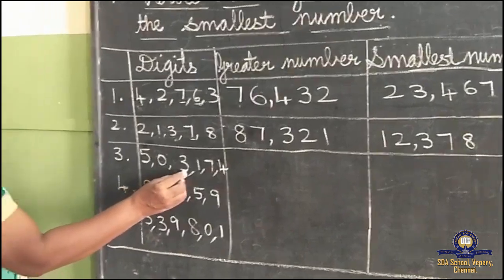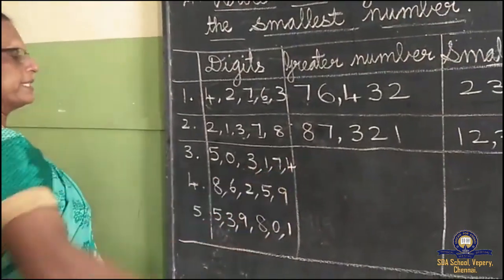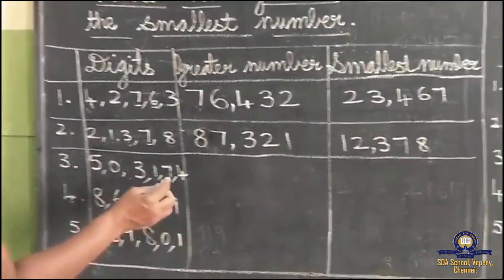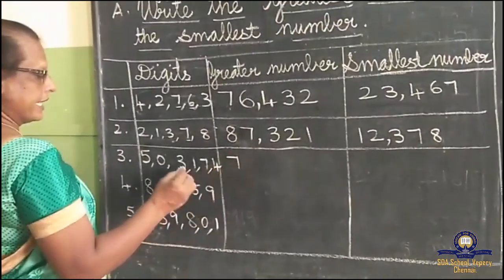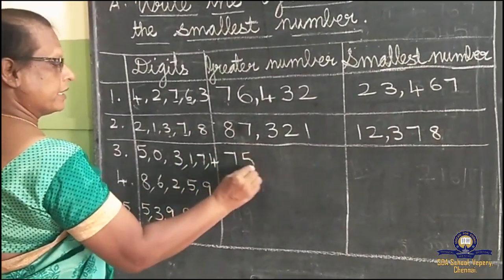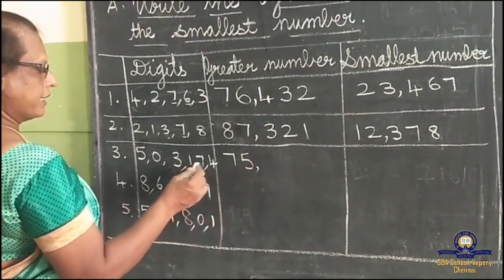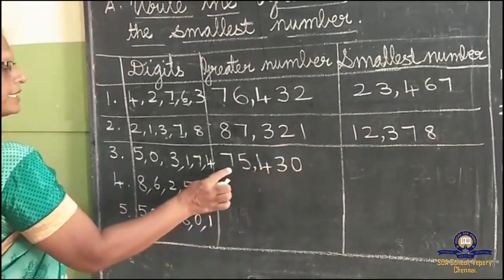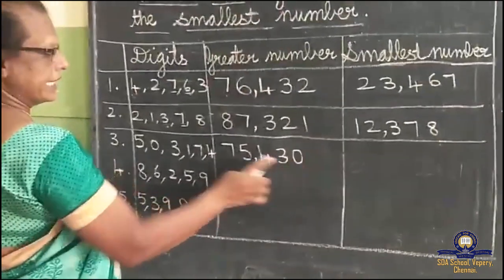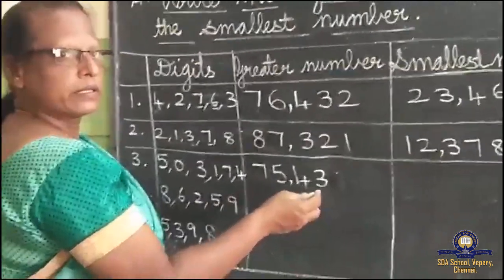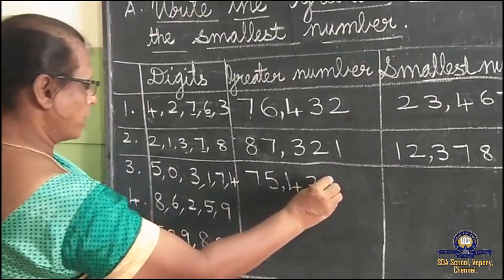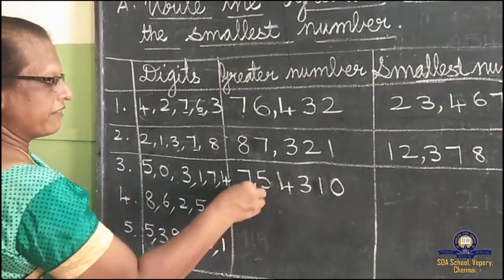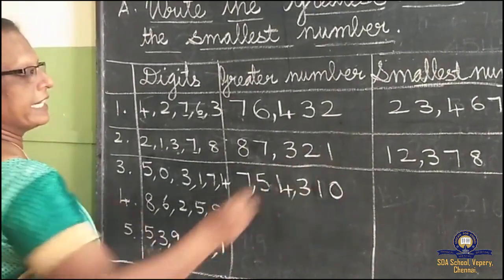5, 0, 3, 1, 7, 4 is given. So here what we have to do, children, which is the biggest number? 7. And then 5. And then what will come, children? 4, 3, 0. So 75,430. 75,400. Okay, children, I missed out 1. So what you have to do, children? 7, 5, 4, 3, 1, 0. So what will come? 7,54,310.